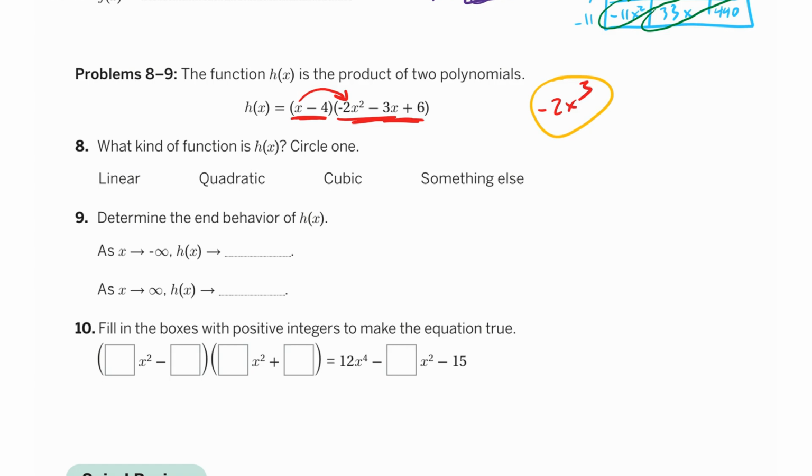But anyways, we end up getting a cubic function because it's a power of 3. And we know that since it is a negative coefficient, I'm pointing down, and the exponent is odd, then the two end behaviors are pointing in opposite directions. So as x approaches negative infinity, h of x approaches positive infinity, right here. As x approaches positive infinity, h of x is approaching negative infinity on the right side.